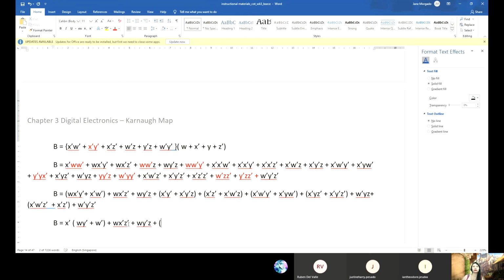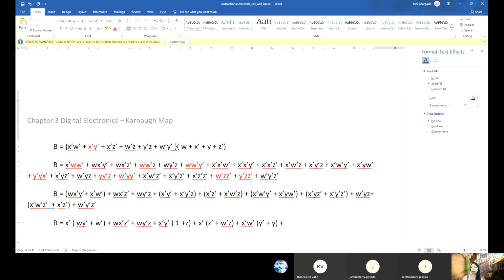Then we have x prime y prime plus x prime y. So i-factor out natin yung x prime y prime, 1 plus z. Then plus x prime z prime plus w prime z. Then we have plus x prime w prime. So 1 plus, sorry, x prime w prime. So y prime plus y.